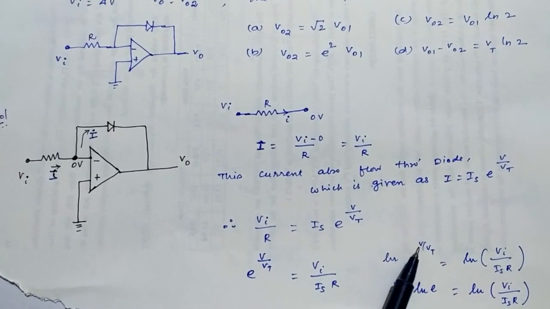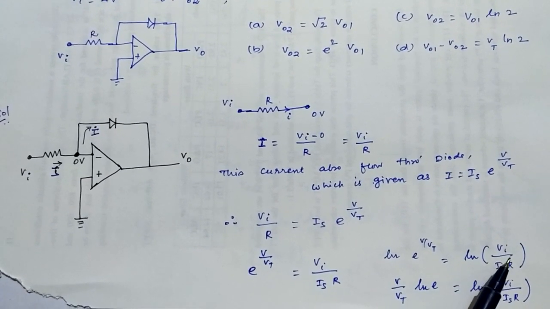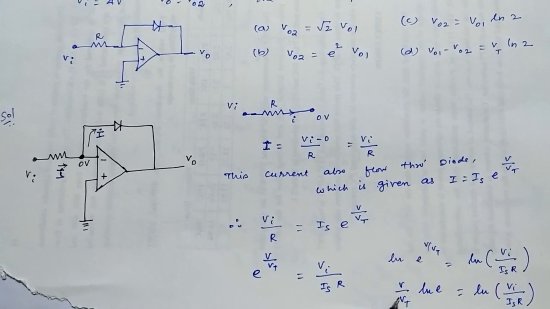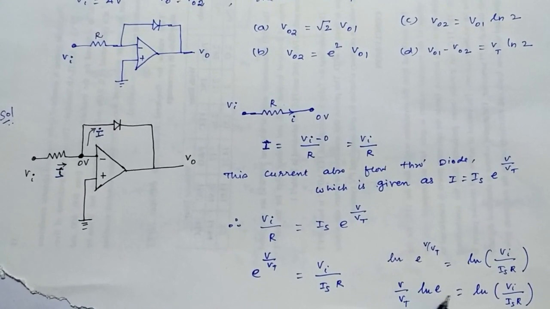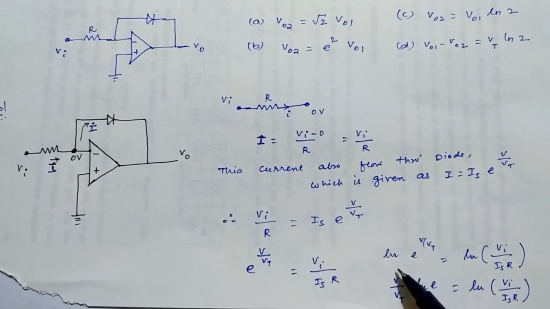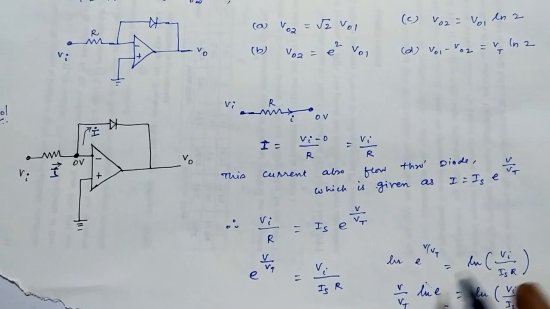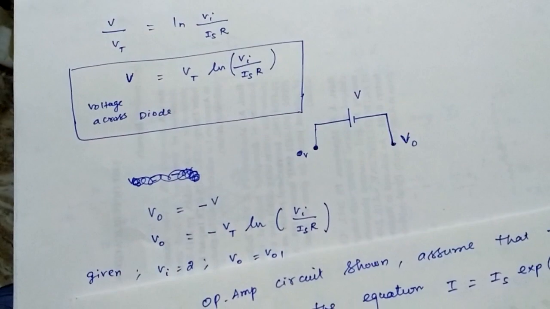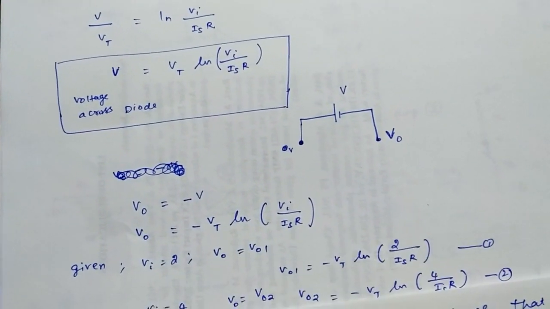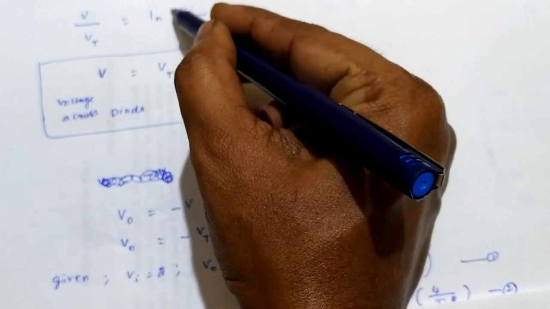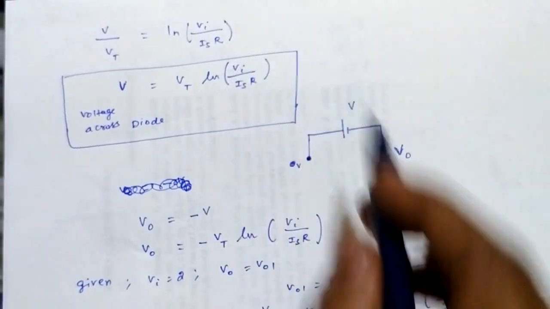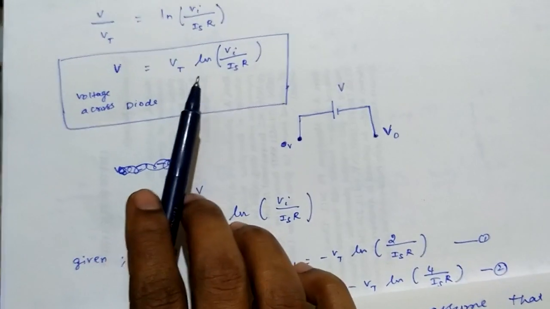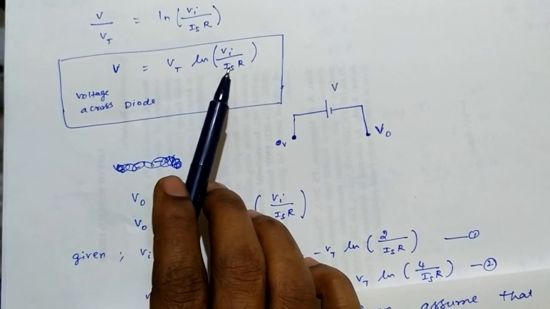So ln e power, here on the right side also ln of this voltage. Again this V over Vt is brought in front, that is ln e here. As we know ln e value is 1. Therefore V divided by Vt is equal to ln of Vi over Is R. So therefore the voltage across the diode is equal to Vt ln of Vi over Is R.